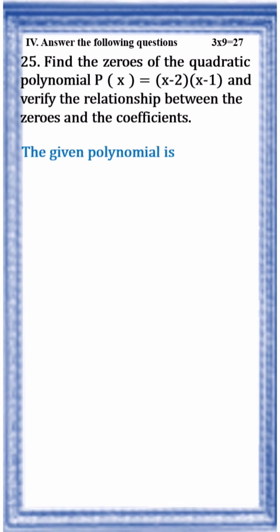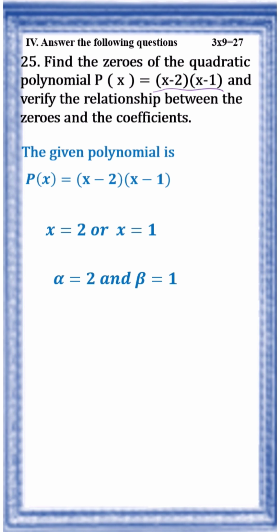Here it is very easy because we can readily find the zeros, since the given polynomial is x minus 2 into x minus 1. So x minus 2 is equal to 0 means x is equal to 2. X minus 1 is equal to 0 means x is equal to 1. These are the roots of the quadratic equation. So alpha is equal to 2 and beta is equal to 1.